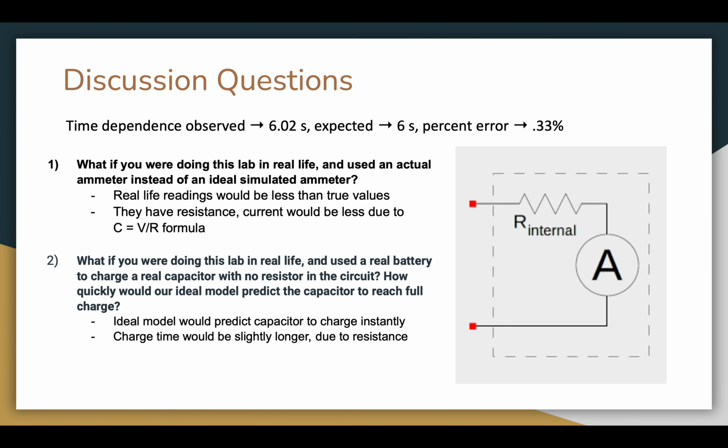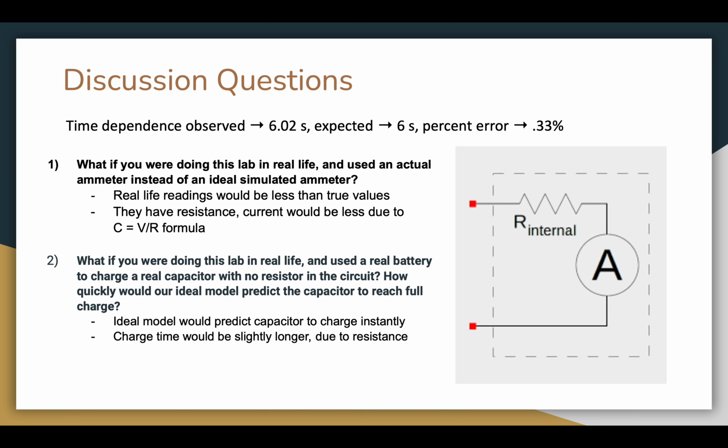The time constant of 6.02 seconds was similar to an expected value of 6 seconds, with a percent error of only 0.33%. The lab was conducted with a simulated ammeter, but if conducted in real life with an actual ammeter, the real life readings would be less than the true values. This is because real life ammeters have resistance, which would affect the current readings due to the current equals voltage over resistance formula.